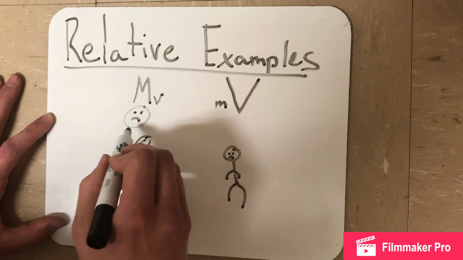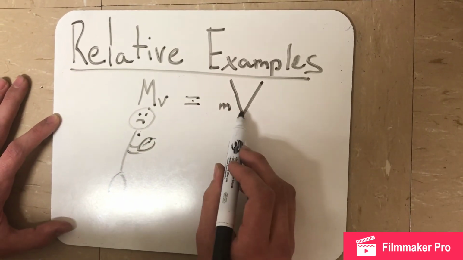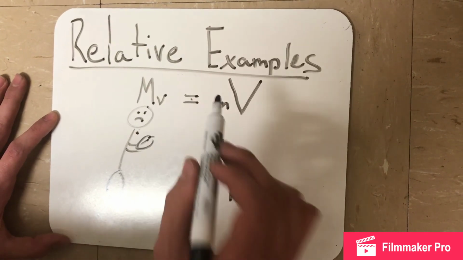And if he wants to stop this guy dead in his tracks, he needs to make sure his momentum, these two equations, match.